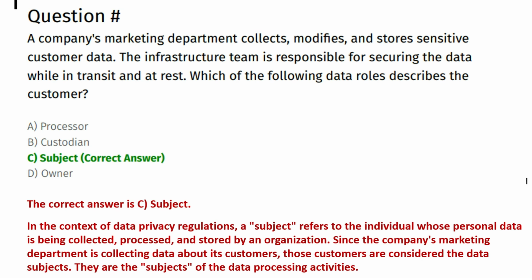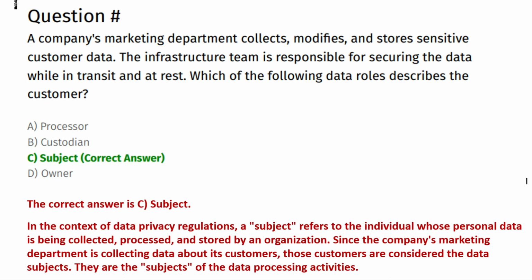Next question is, a company's marketing department collects, modifies, and stores sensitive customer data. The infrastructure team is responsible for securing the data while in transit and at rest. So which of the following data roles describes the customer? Option A, processor. Option B, custodian. Option C, subject. Option D, owner. And the correct answer for this question is option C, subject.